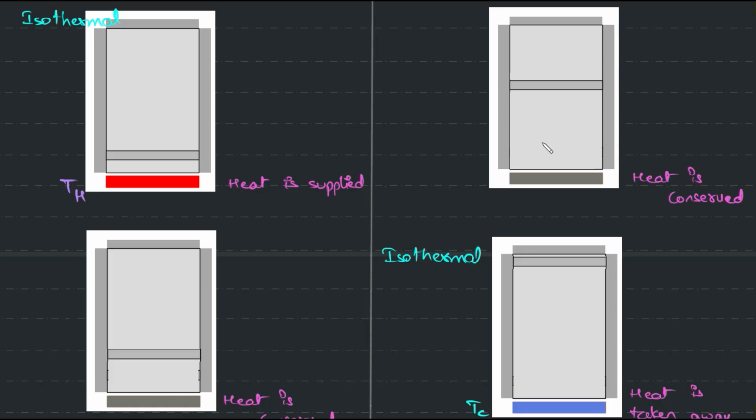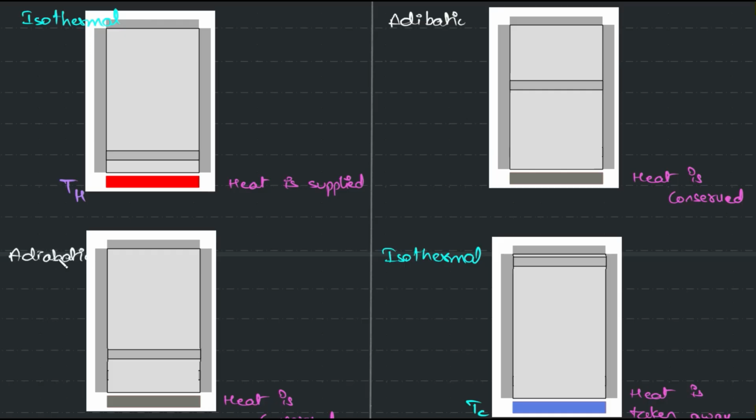Next, here the temperature is dropping. Here also temperature is changing. So we can't call it as isothermal. It is not isothermal, but it is something else. What is it? It is adiabatic, right? Because heat is conserved. So I'm going to call this as adiabatic cycle.